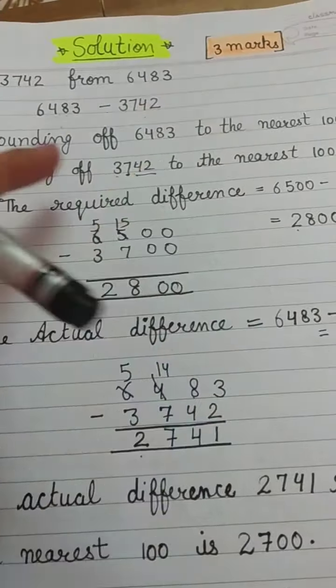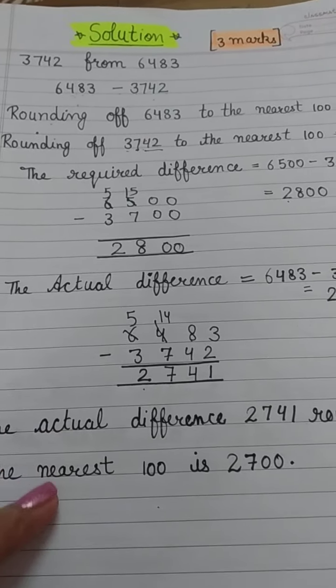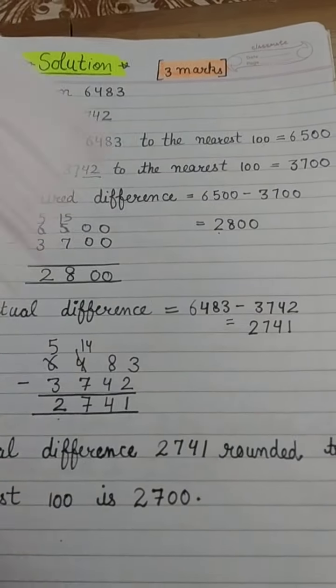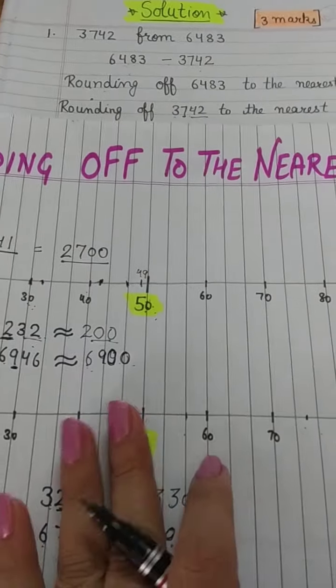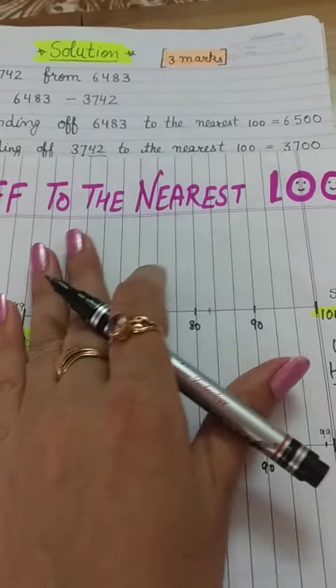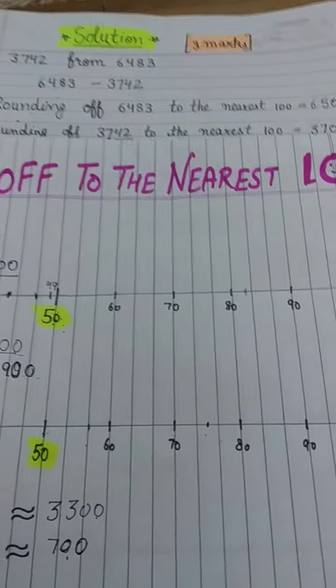This question is of 3 marks. You have to follow all the steps very carefully and solve the digits on the number line. I hope you understood how to round off the digits to the nearest 100 on the number line.